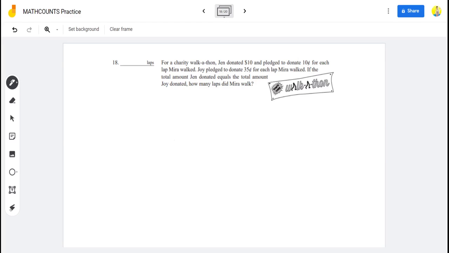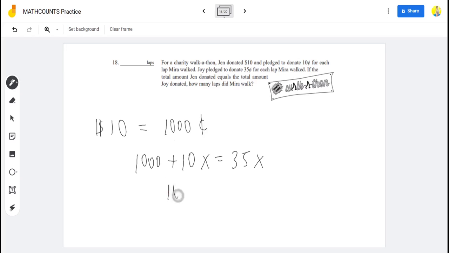So for this problem, we basically see that $10 is equal to 1,000 cents. So 1,000 plus 10x equals 35x, since the total amount Jen donated equals the total amount that Joy donated, and x is the number of laps that Mira walked. So 1,000 equals 25x, meaning that x equals 40. So Mira walked 40 laps.